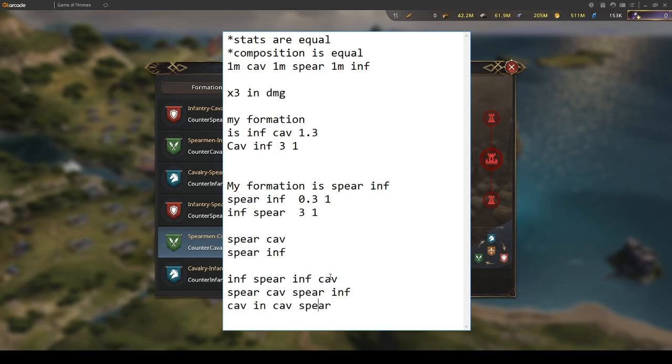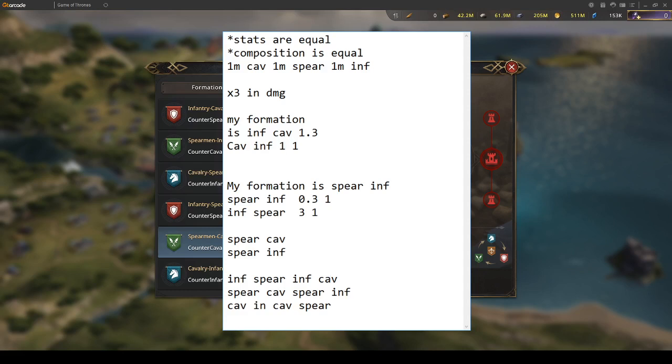I'm not sure whether I explained it correctly, but if you get my train of thought, you can see where I'm going. This has a very important assumption that stats are equal and composition is equal. There are some times when the composition affects the formation, because if my cav kills his 100k infantry, my cav will be fighting his cav.